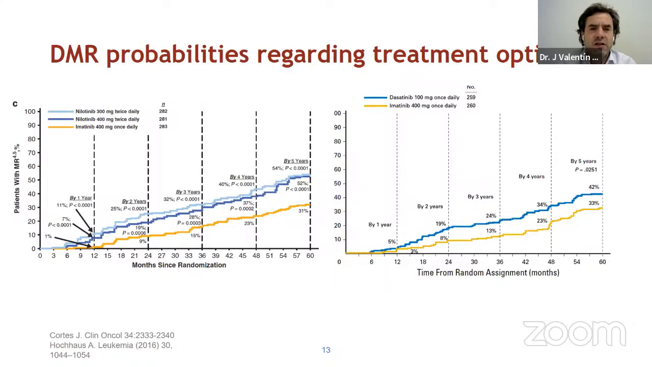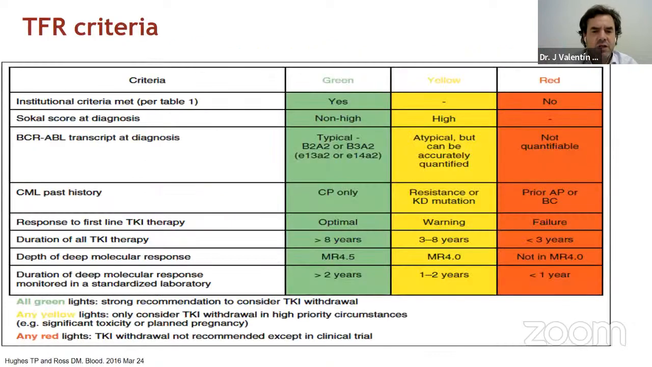However, it's very important to know that in order to discontinue treatment, the first step is that our patient needs to achieve what we call a deep molecular response, below 0.01. And it's important to consider that when we start treatment with a second-generation TKI, in this graphic nilotinib compared to imatinib, the probability of achieving deep molecular response is double when we use a second-generation TKI, and especially nilotinib. So if our goal is TFR, treatment-free remission, the possibilities are much higher by using second-generation TKIs.